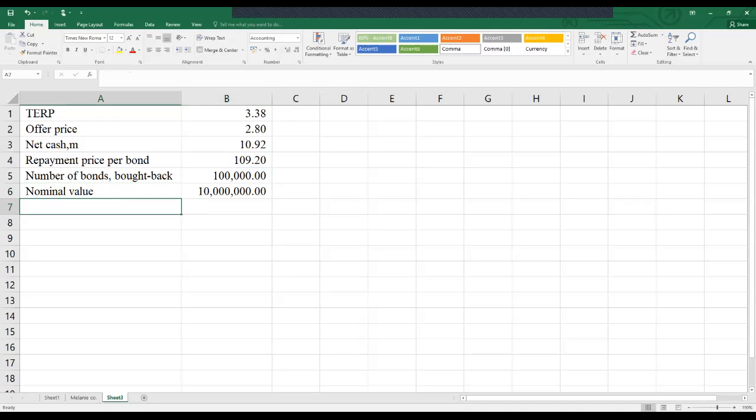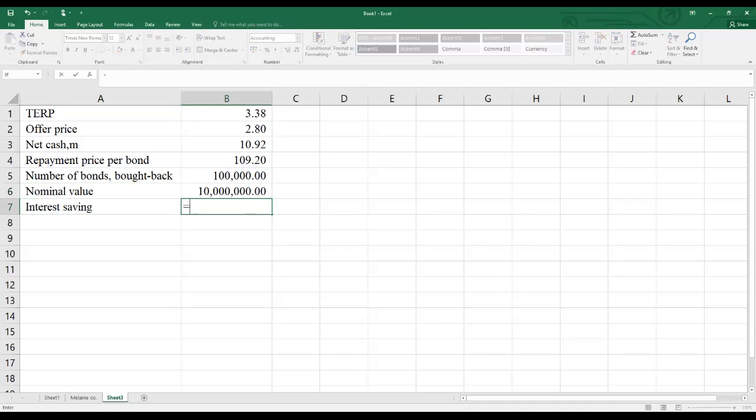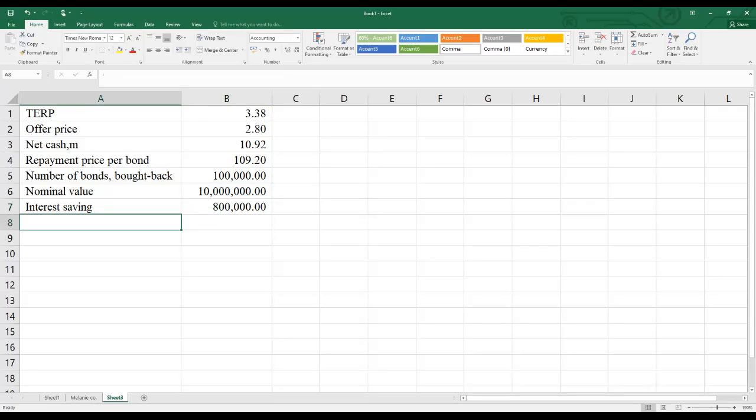Since you have repaid, going forward you will no longer be paying the interest on the 10 million. Then how much interest do you save? Now, this interest, you used to pay 8%. Therefore, the interest saving is equal to 10 million times the 8%, the amount of interest that will be saved per year, which is equal to 800,000.